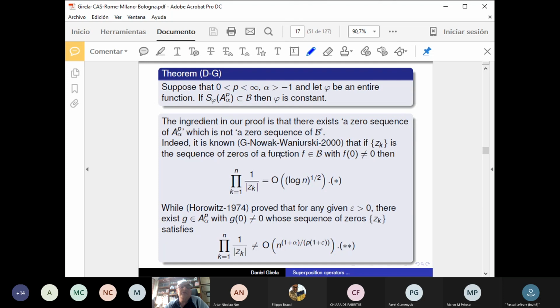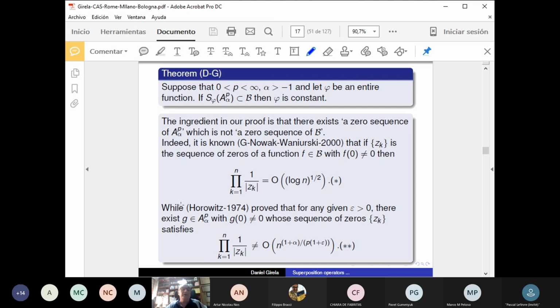The result that we are going to use is pretty well known: if we have a Bloch function which is not identically zero, say f(0) is not equal to 0, and c_k is the sequence of zeros of the function f, then the product from 1 to n of 1 over |c_k| is big O of (log n)^(1/2). This is something that I proved in collaboration with Maria Nowak and Piotr Brajewski 20 years ago or so.